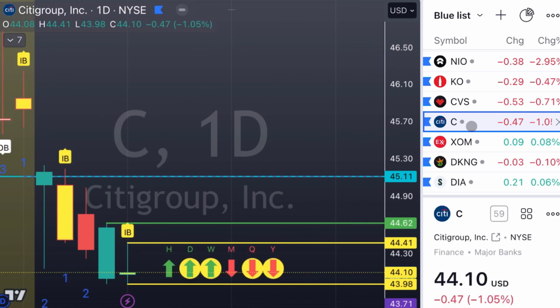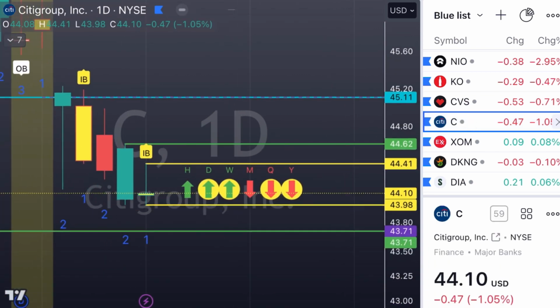We move on to Citibank. So Citibank also with the inside bar. And again, here's the thing, guys, like this one right here, we triggered and we didn't hit targets, okay? So you would have had to manage that trade and find a spot to get out of it, unless you were swinging it, okay? And then it did actually end up hitting targets, okay? It did do that. So we have an inside bar again. We'll see how it plays out. We can look for calls at 44.41 to the upside, or puts at 43.98 to the downside.